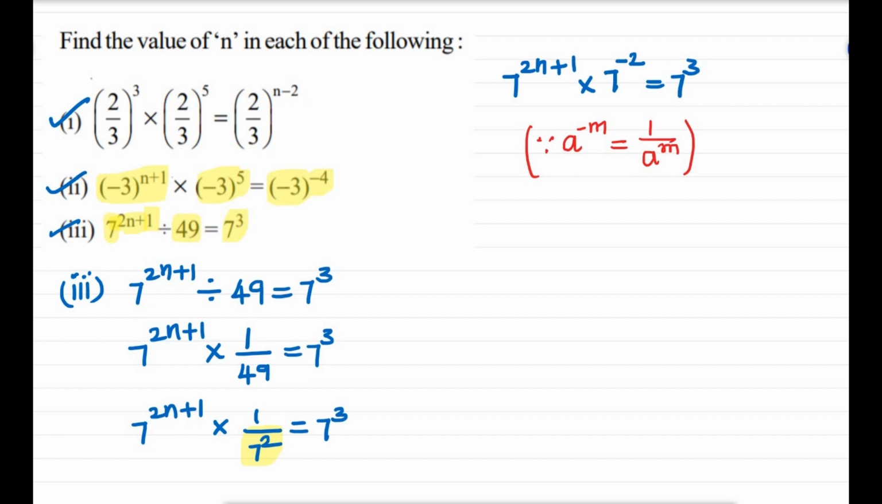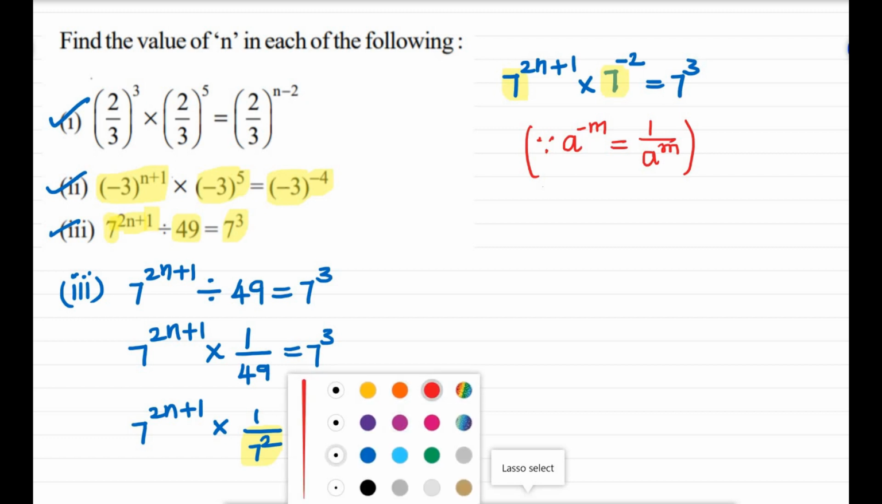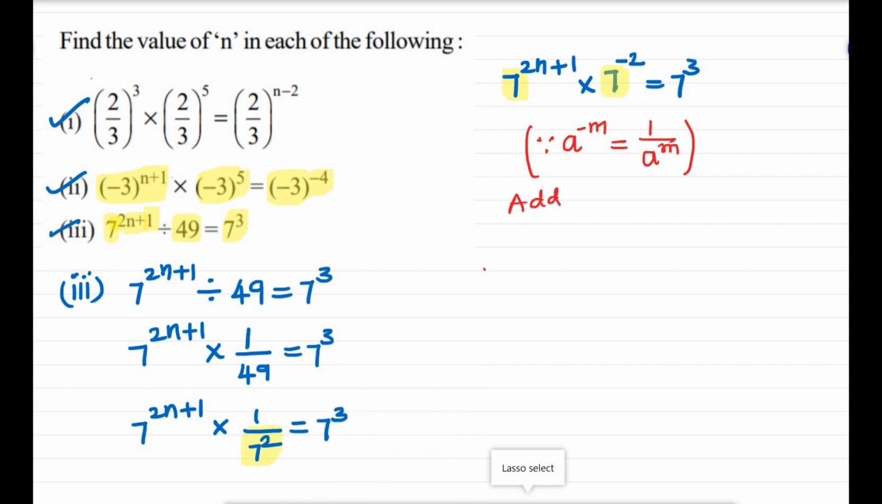So here let us simplify this. 7^(2n+1) into 1 by 7 square, which we have already simplified, is 7^(−2). Now the bases are equal, both are in multiplication, so what I do is add the powers.